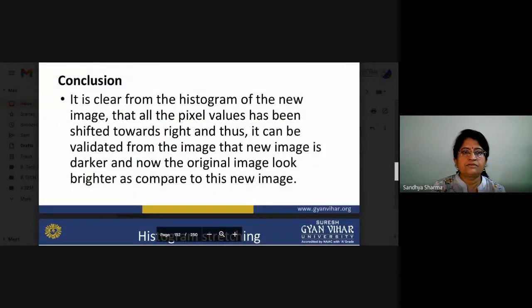It is clear from the histogram of the new image that all the pixel values have been shifted towards the right, and thus it can be validated from the image that the new image is darker, and the original image looks brighter as compared to this new image.